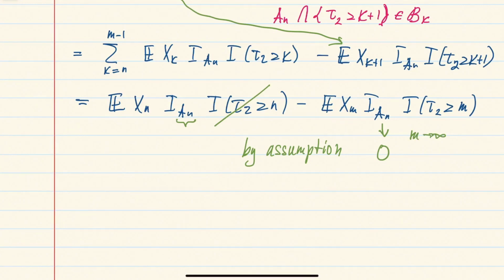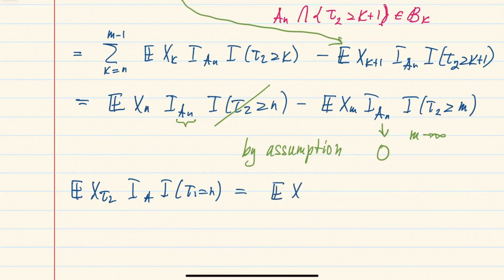Okay, and then if you look at everything we just did by approximating by this truncation, we just showed that the expectation of X tau2, indicator of this set A, intersected with indicator that tau1 is equal to n, we just calculated this and showed that this is equal to expectation of Xn, indicator of the set An, which is again indicator of A times indicator that tau1 is equal to n.